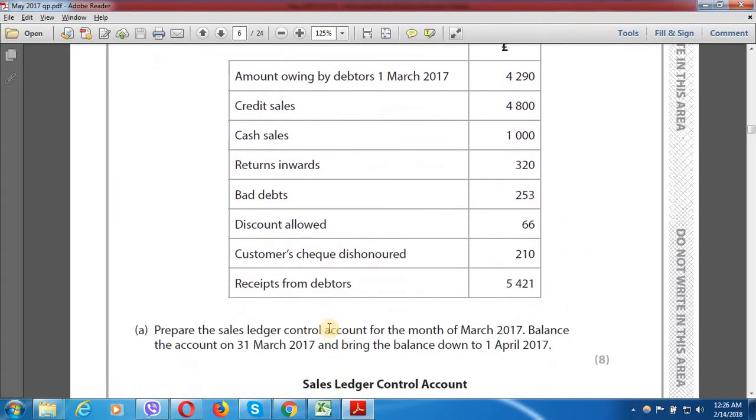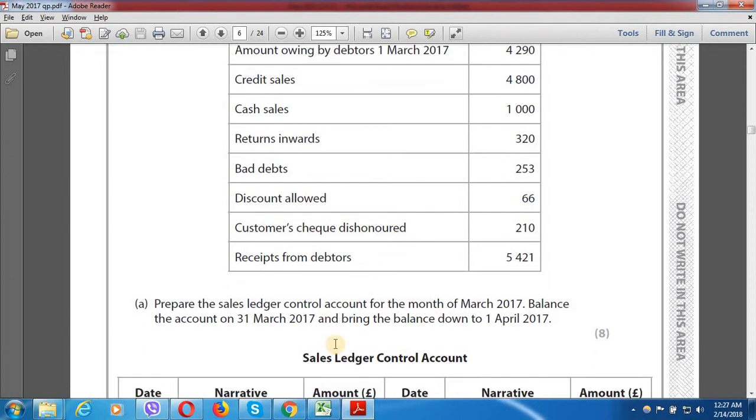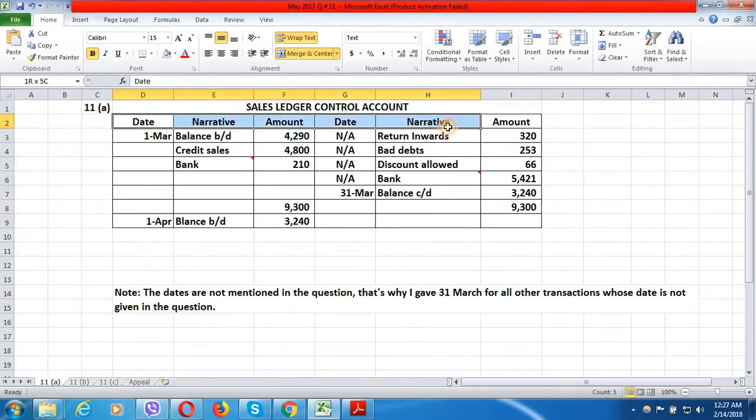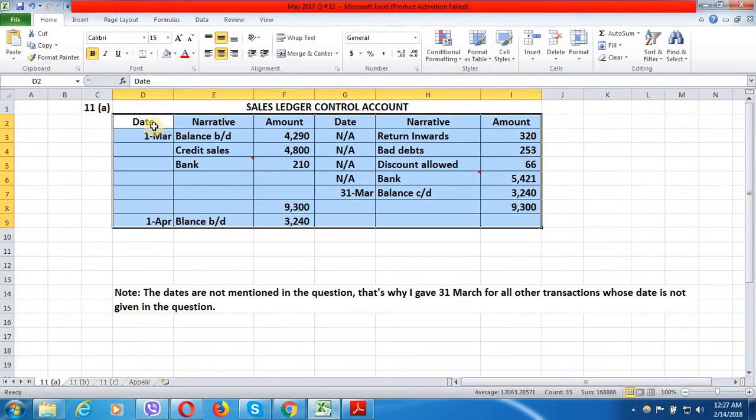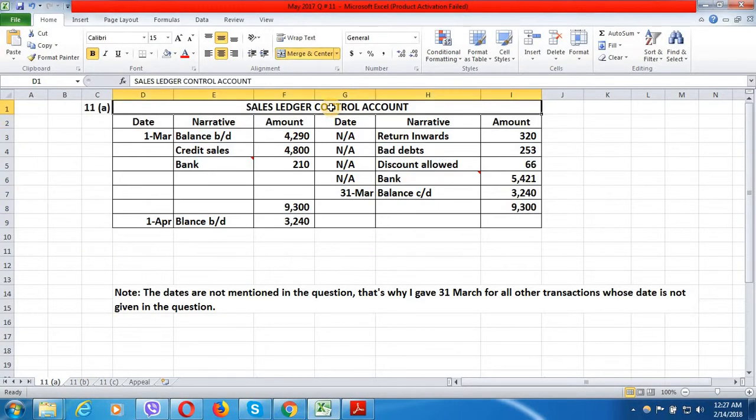It was told to prepare sales ledger control account for the month of March 2017, and it was also told to balance the account and bring the balance down to 1st April 2017. Okay, let us start. We prepare a T account in the format which was told in the question: date, narrative, amount, date, narrative, amount. I have prepared the same T account and I also named this account as sales ledger control account.